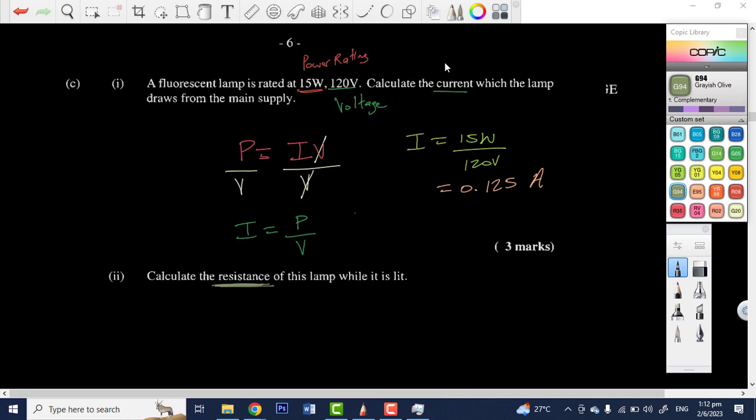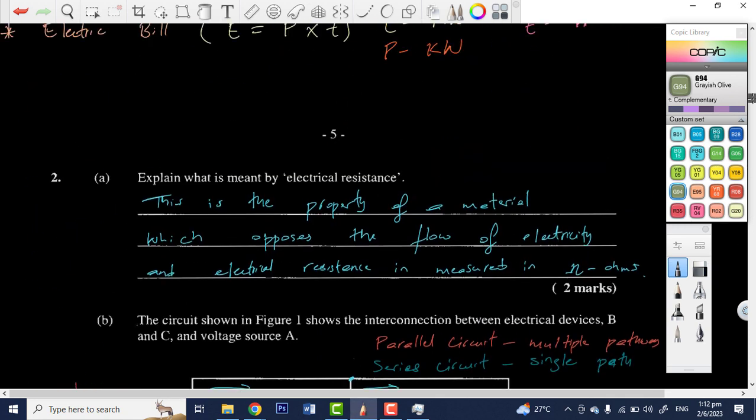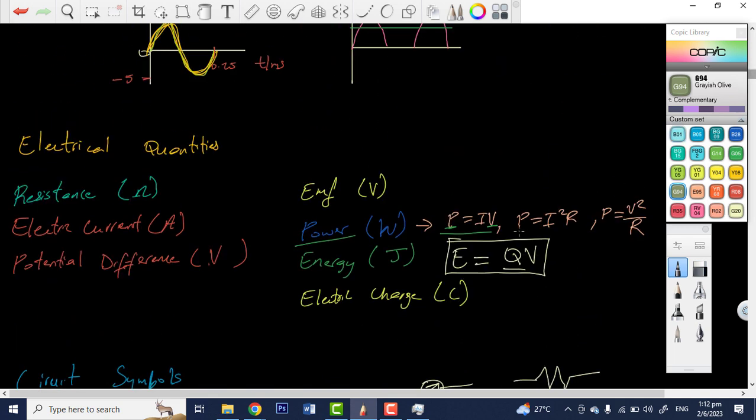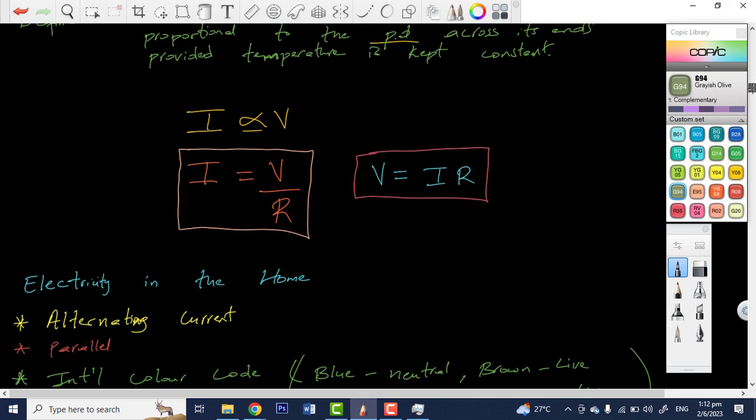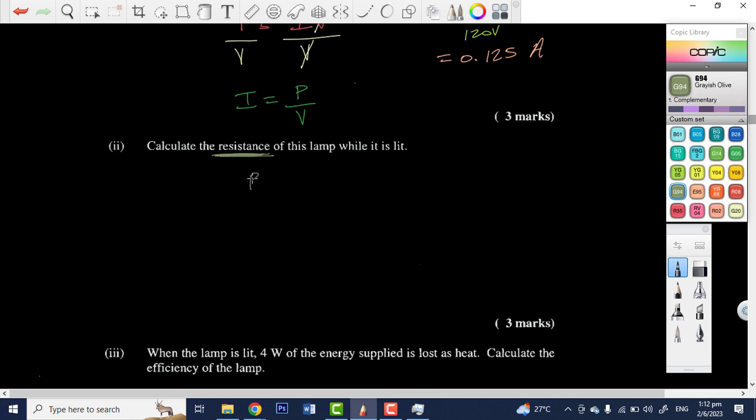Now, I just want to share something with you as an exam tip. We know we have this formula that says power is equal to I squared R. So we can find the resistance by dividing the power by the current squared. We can use P is equal to I squared R, make R the subject, where we get R is equal to P over I squared. Now, this I represents the current, not true?